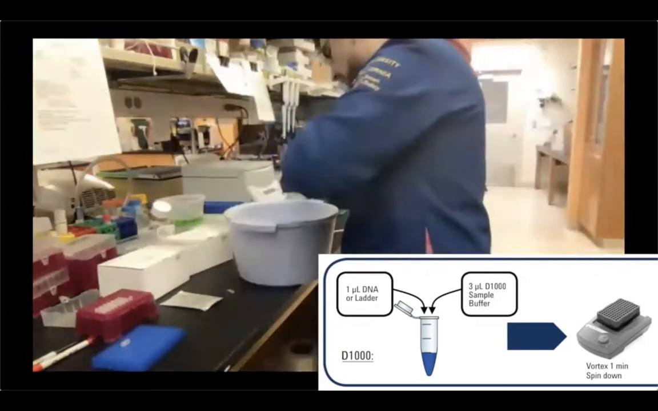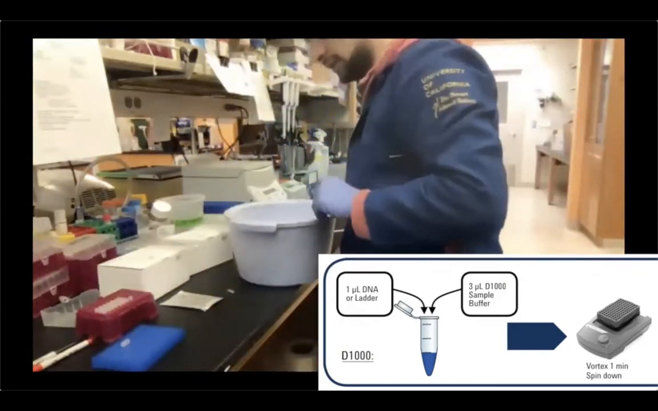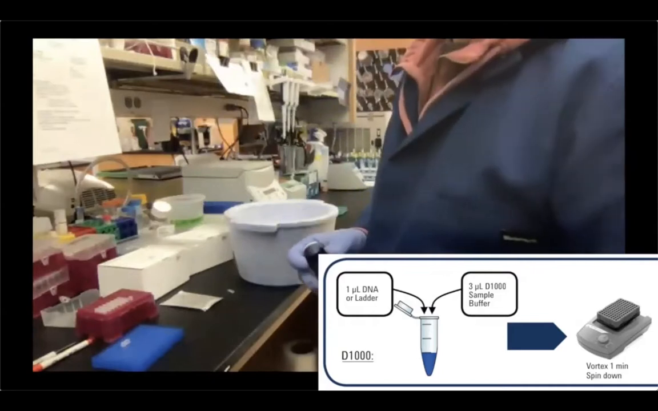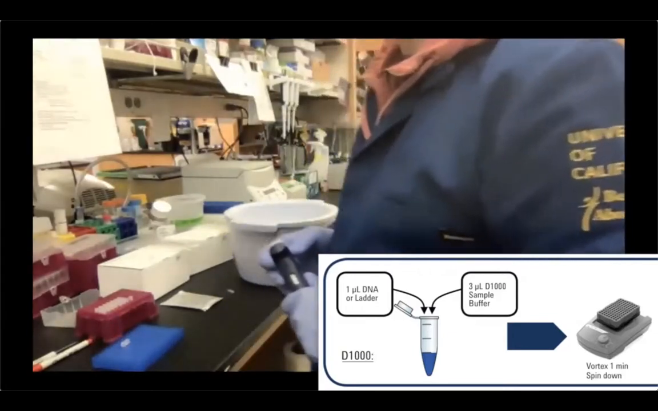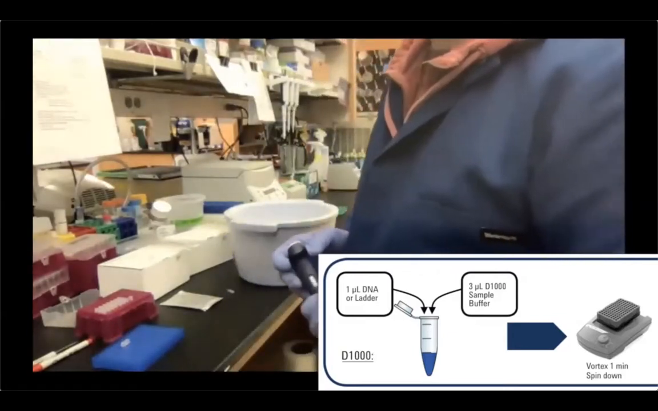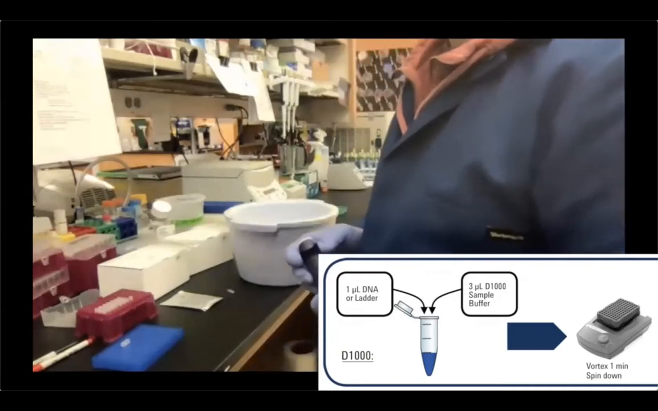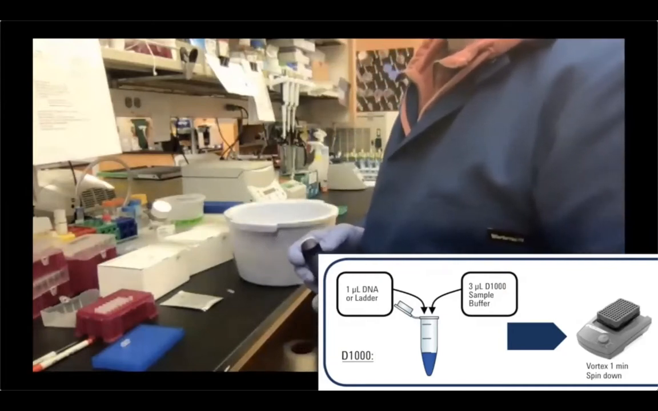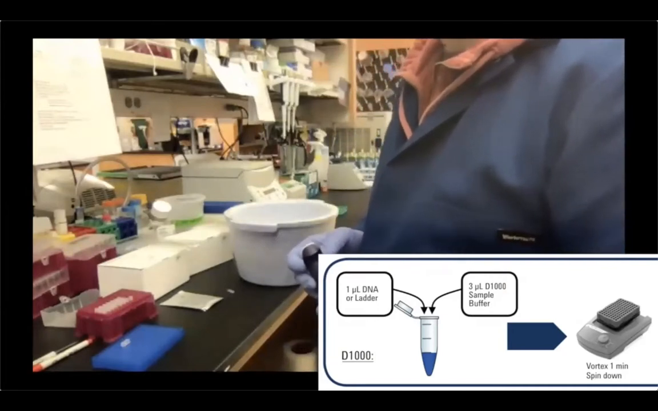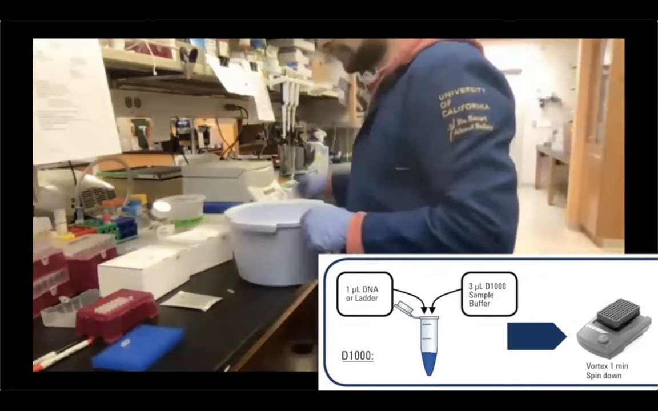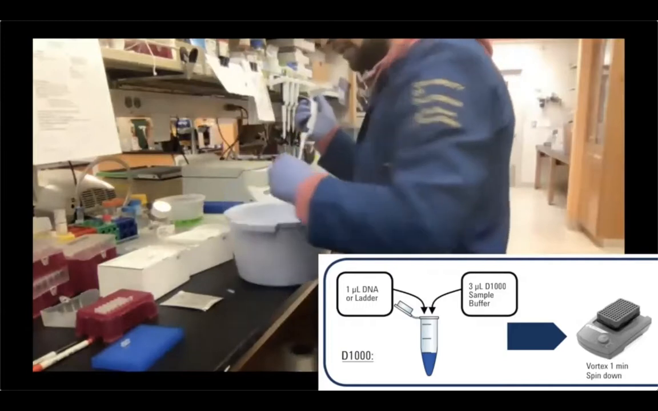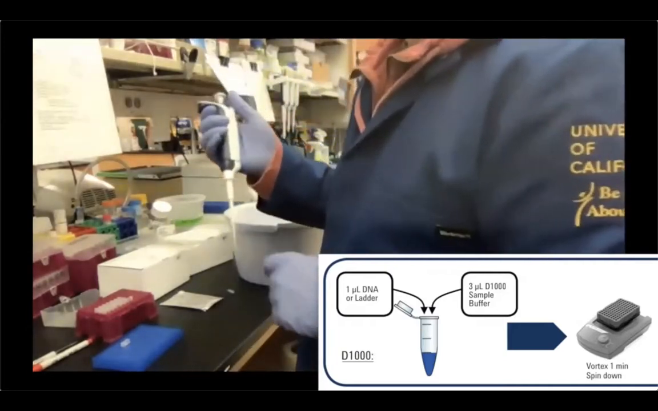Okay. One other good feature of the TapeStation is that it actually requires very little material to begin with. As you've noticed, both for DNA and RNA, they're just asking for 1 microliter. And especially for the final library, you don't have too much material to work with. So it's always nice when you don't have to load a ton of material on a gel.